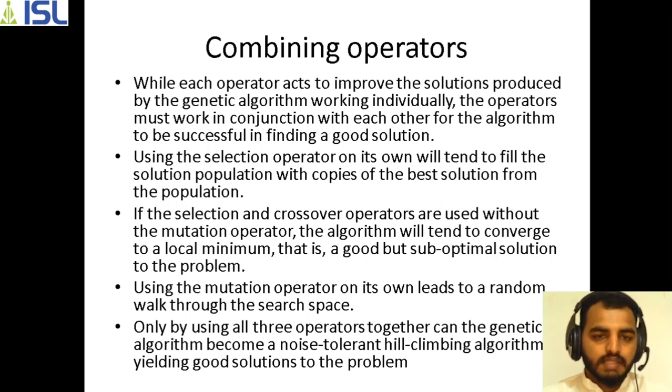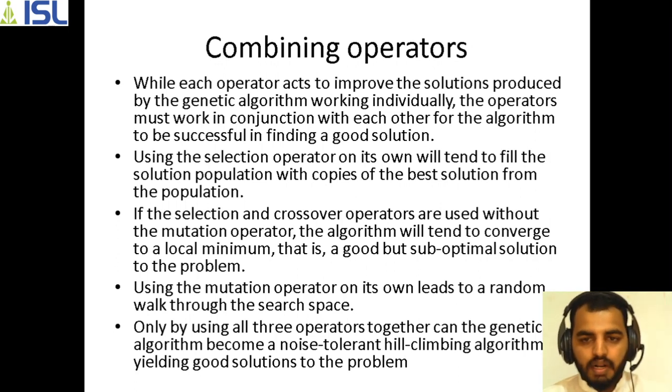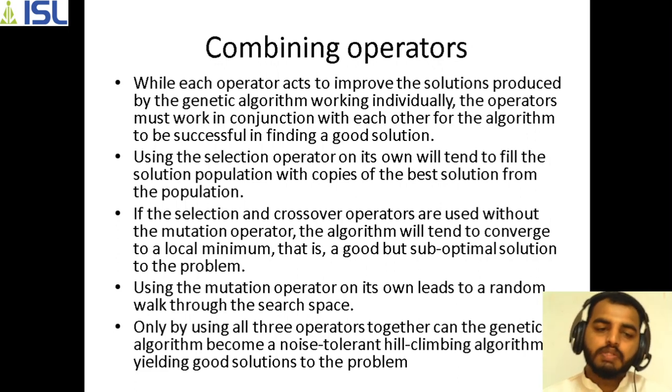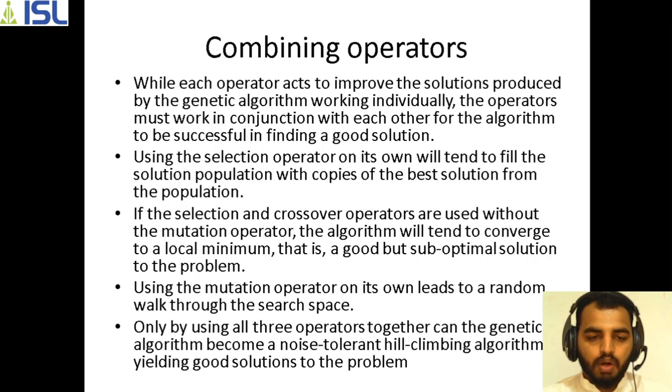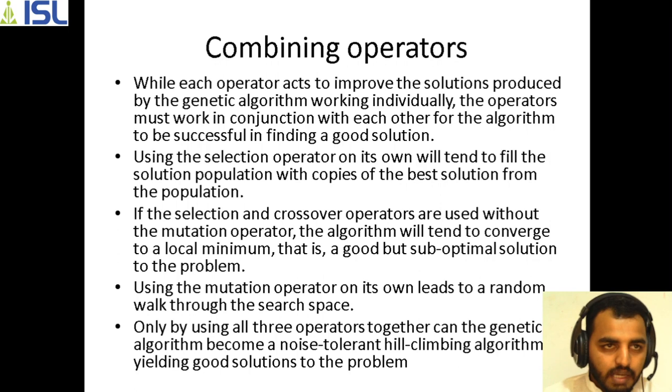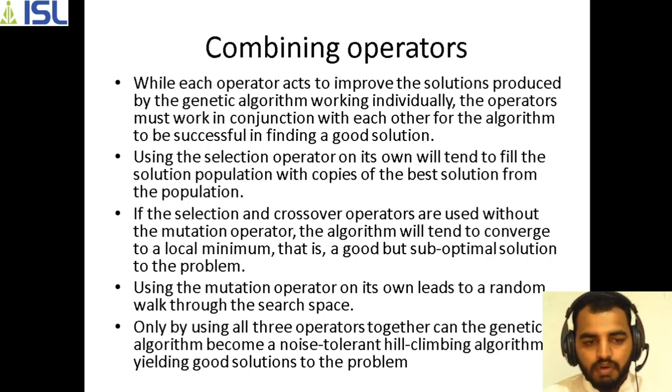Now, using the selection operator on its own will tend to fill the solution population with copies of the best solution from the population. If the selection and crossover operators are used without the mutation operator, then the algorithm will tend to converge to a local minimum, that is, a good but suboptimal solution to the problem. Using a mutation operator on its own will lead to a random walk through the search space. How these different things can be combined and used is told over here.